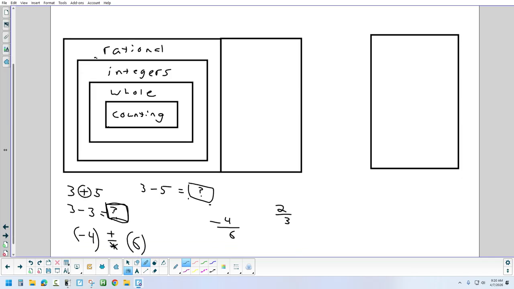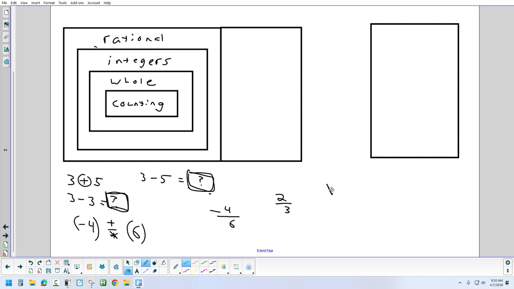But in math, we have more types of things we can do with numbers that would give us another question mark. We wouldn't know how to write the answer if we didn't expand it. And one of them is something like this.